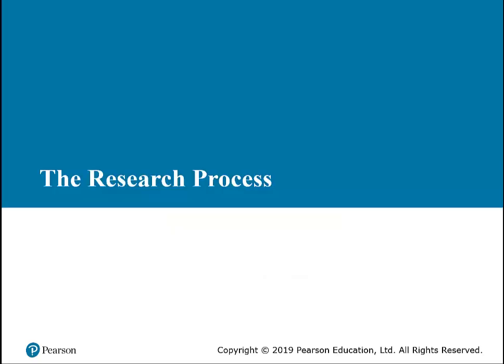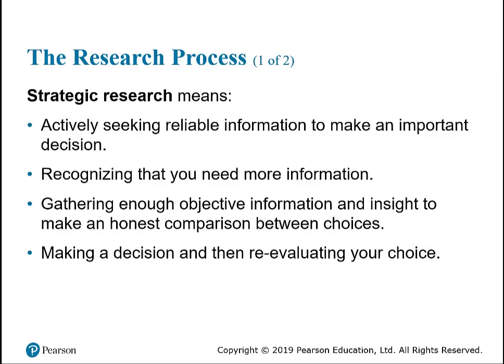The research process. Whether you realize it or not, you are engaged in strategic research when you look for the best college to attend. This means you actively sought reliable information to help you make an important decision. First, you recognized that you needed more information about college options. Then you probably began searching and sifting through several college websites and brochures, and perhaps you made some personal visits to a few schools. You tried to gather enough objective information and insight to make an honest comparison of the schools. And then finally, you made your decision, and you have been evaluating your choice with each passing semester.